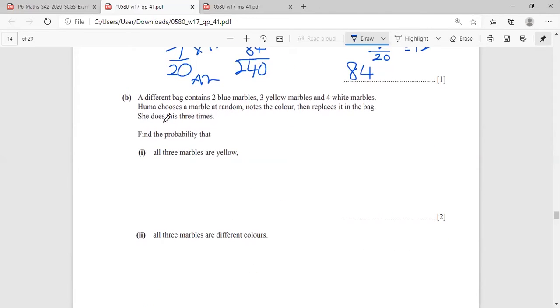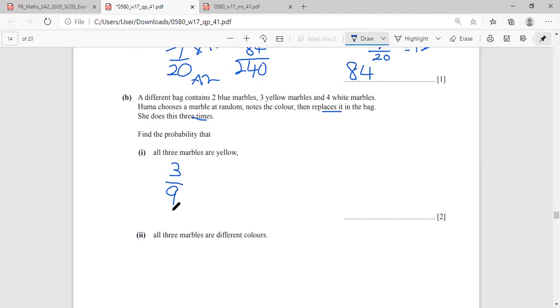Question B. A different bag contains 2 blue marbles, 3 yellow marbles, and 4 white marbles. Puma chooses a marble at random, notes the color, then replaces it in the bag. She puts it back in the bag. She does this 3 times. Find the probability that all 3 marbles are yellow. So the first time when I draw a marble, I get a yellow. The chance I get a yellow is 3 out of a total of 4 plus 3 plus 2, 9.